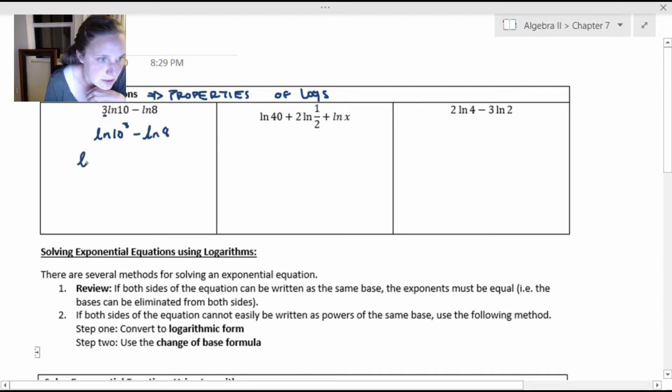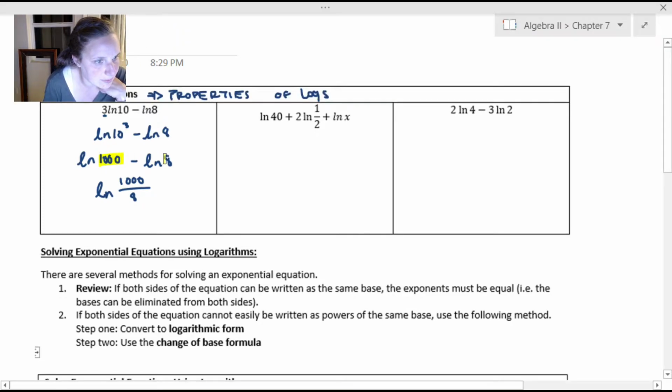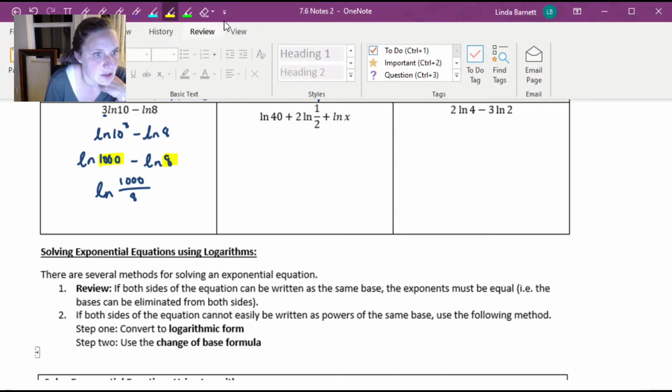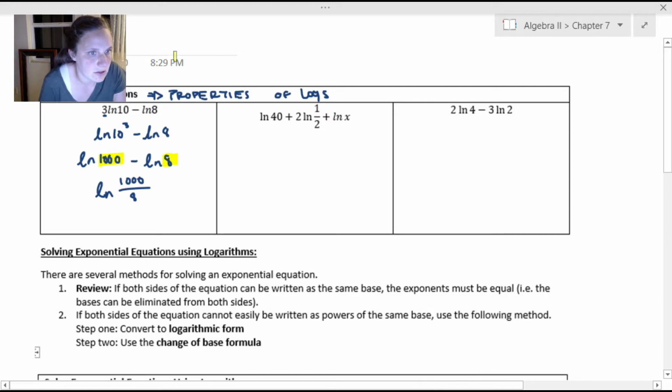Now 10 cubed is 1,000 minus the natural log of 8. When I see this minus sign, I'm going to think division. So it's going to be natural log of 1,000 divided by 8. The first one is divided by the second one because of that subtraction sign. So then I'm just going to do 1,000 divided by 8. Oh, we already did it. 1,000 divided by 8 is 125. So the answer is the natural log of 125.